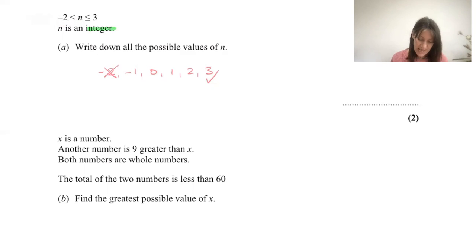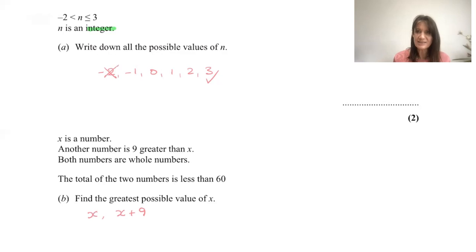Next part of this question, x is a number. So it's a number I don't know. Another number is 9 greater than x. Okay, so I've got x is one of my numbers. Another number is 9 greater, so that's going to be x plus 9. So I'm just taking those sentences and I'm writing those in a more mathematical way. I know that both the numbers are whole numbers and the total of the two numbers is less than 60.